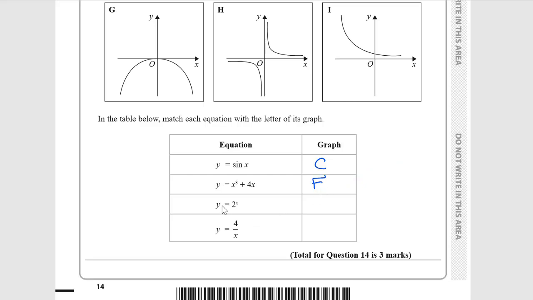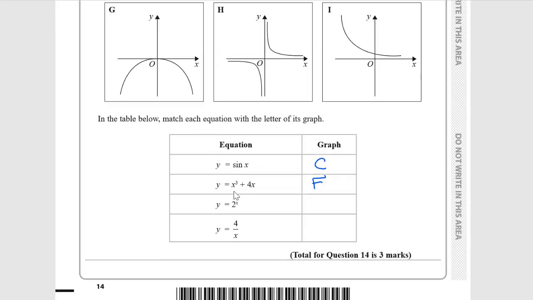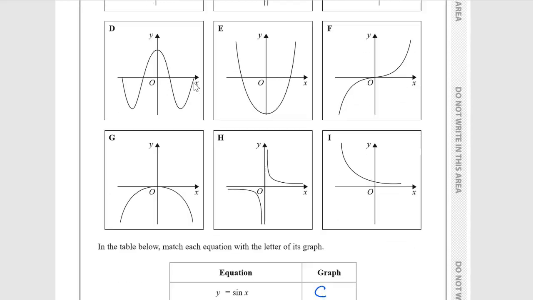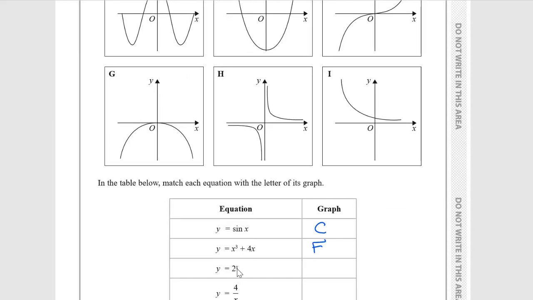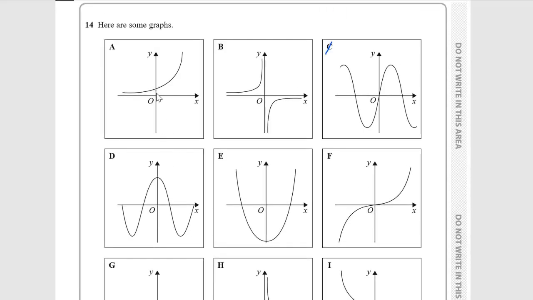And then we've got y equals 2 to the power of x. So that looks like an exponential. The more that x increases, this will be squared. So that looks about right. It can't be equal to 0, because 2 to the power of 0 is 1. So that should be 1 there. So I'm going to go for A.